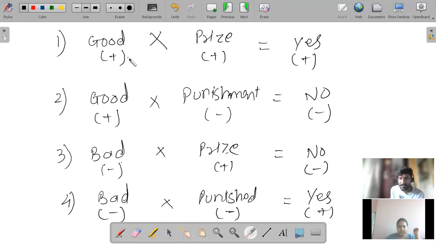So first one, if you see, good work plus, you got a prize for it plus. So multiplication: plus into plus is plus. Acceptable. Second one, you did a good work, but you got punished for it. So plus good work, minus punishment. No, this is not acceptable. So minus. So plus into minus is minus. Third case, you did a bad work, but you got prize for it. Minus into plus, this is not acceptable, so minus.